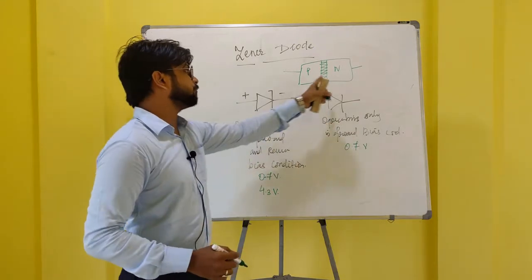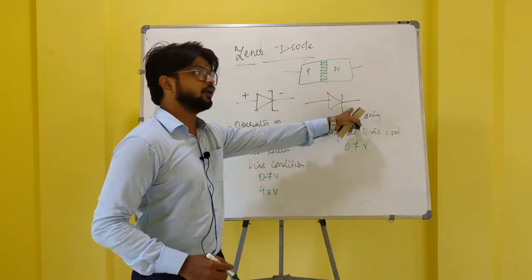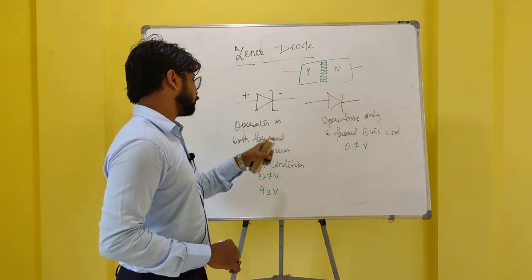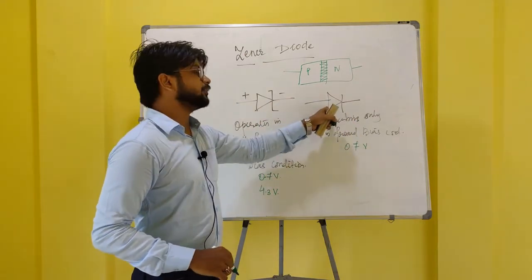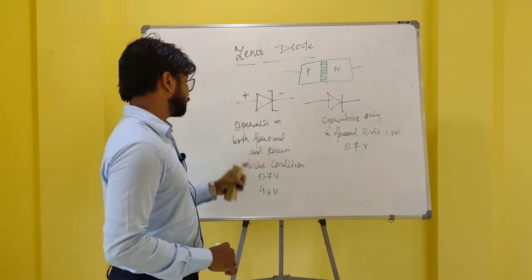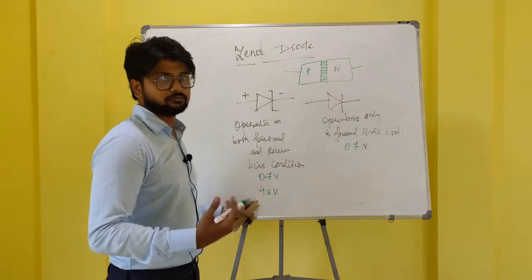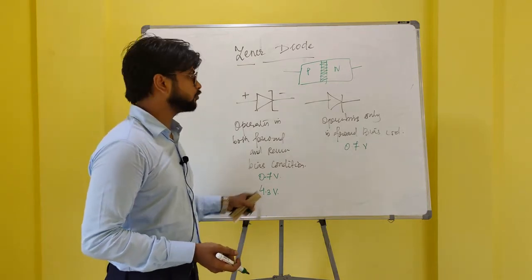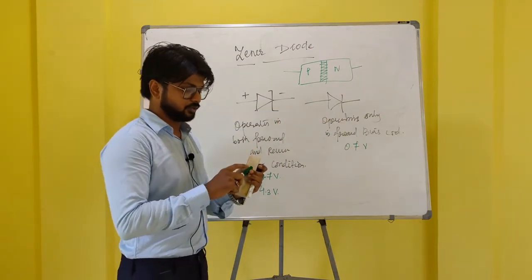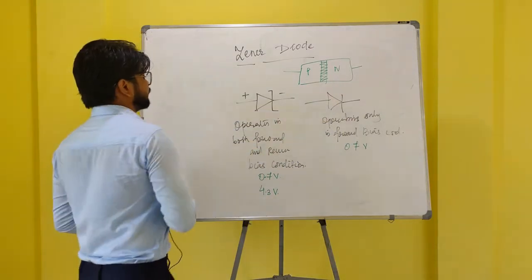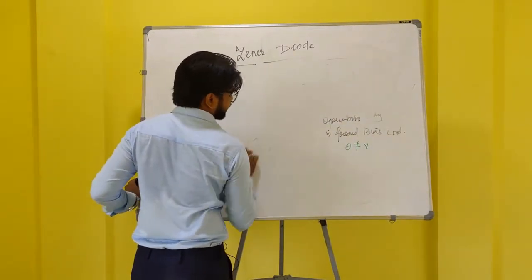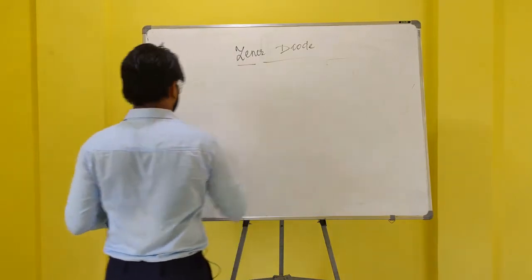So this is the difference between a Zener diode and a normal diode. In a Zener diode there is a depletion layer present. In a normal diode there is no depletion layer. A Zener diode operates in both forward and reverse direction. A normal diode operates only in forward bias condition. In a Zener diode the reverse voltage drop is 4.3 volts, but in reverse bias condition a normal diode does not operate.